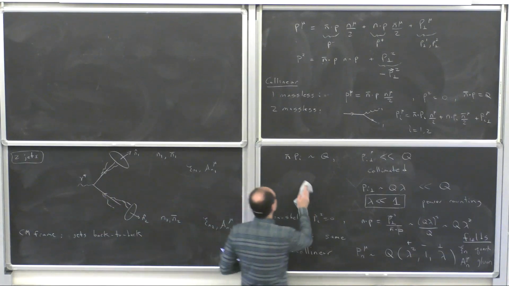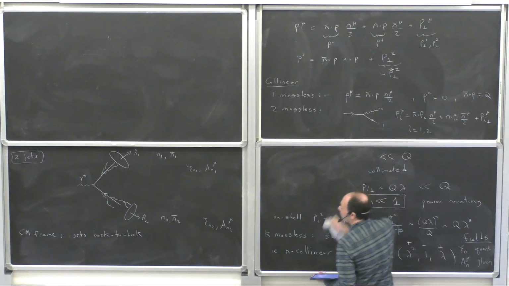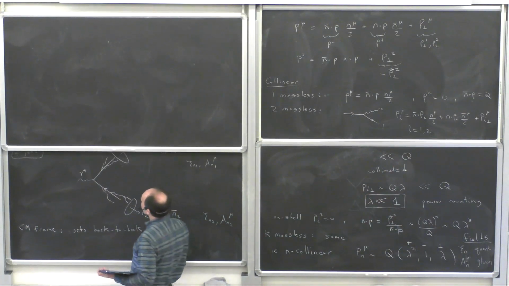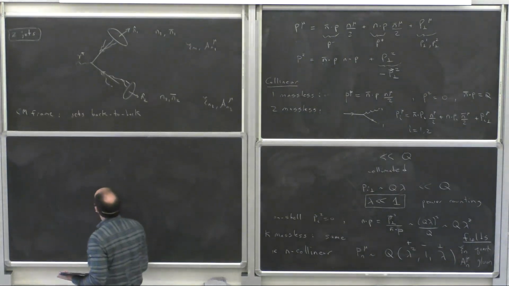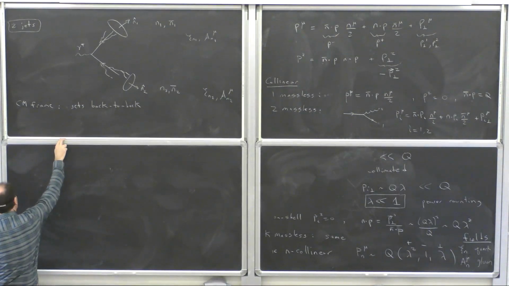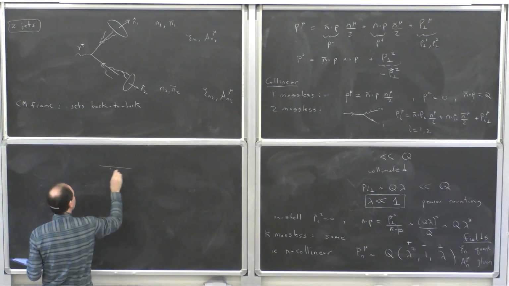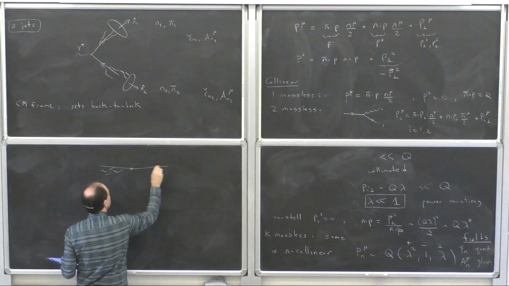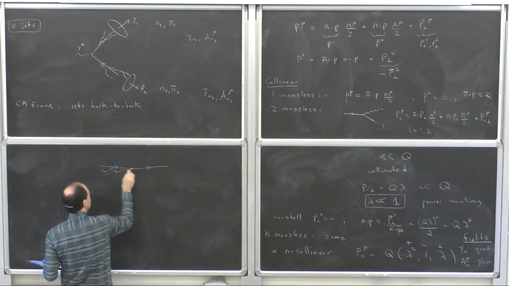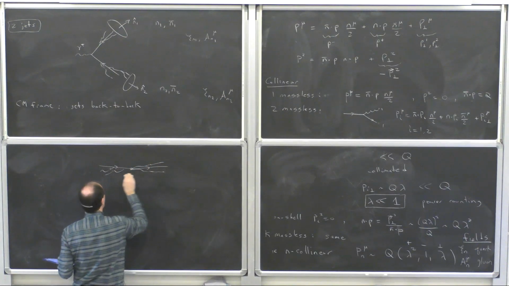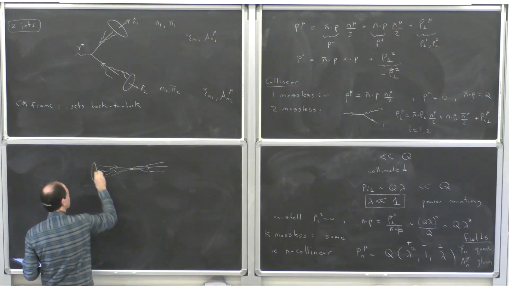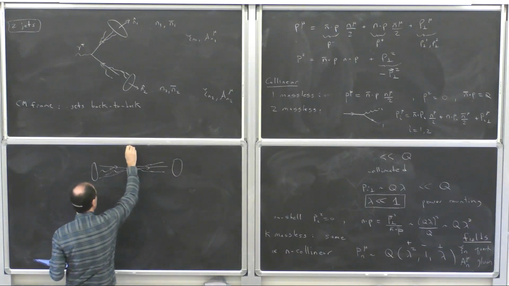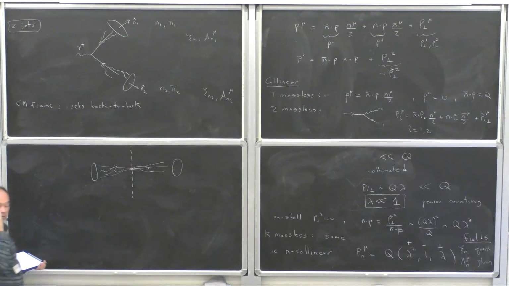Let me draw it over here since I want to. Oh, I have another board up here. Let me draw it up here. So in this frame, the radiation on each side is in a kind of back-to-back configuration. So one jet this way, one jet this way. And I have an equal amount of energy on each side. That's the center of mass frame.